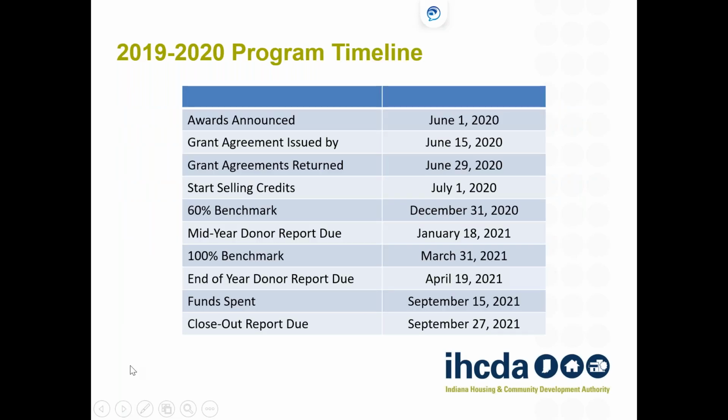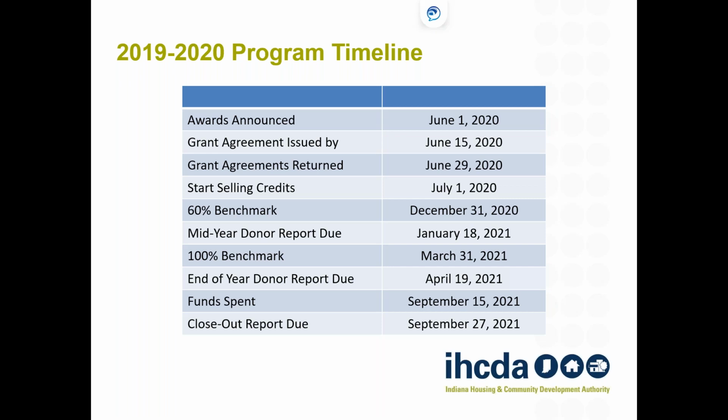All right, so the timeline: once you are accepted into the program, you should be alerted right around June 1st. We will issue our grant agreement around June 15th. You have it signed back to us by June 29th so that everything is done and ready for July 1st kickoff. Then everything kind of goes quiet. Then it's on you to distribute your tax credits and get the funding from your local donors.